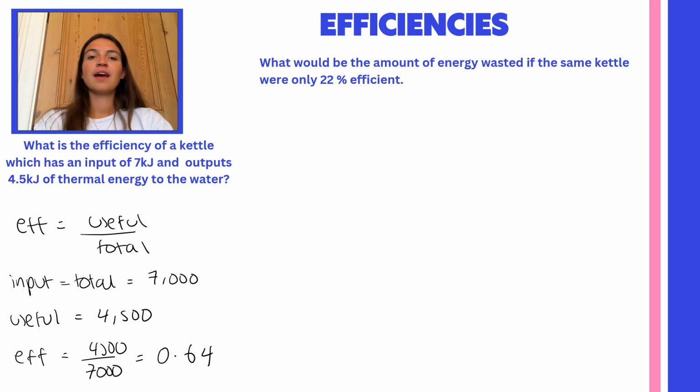Okay, so my efficiency is just that useful over total. 4,500 divided by 7,000 gives me 0.64.